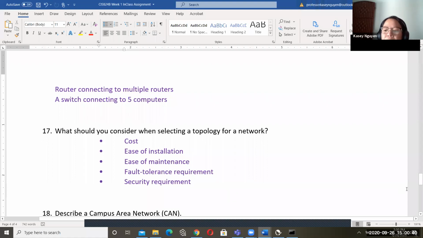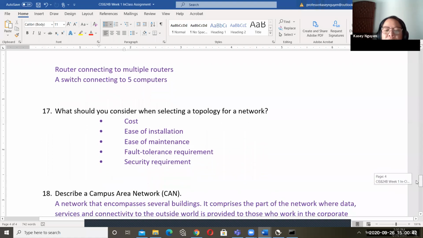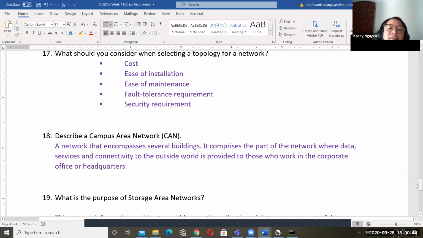Okay. As you go further in the notes, you would see CAN, which is campus area network. And they're not talking about just a college campus or university, but that would mimic it well, right? Like you go from one building to the next building, they would use either satellite connection or fiber connection. So it would encompass several buildings.